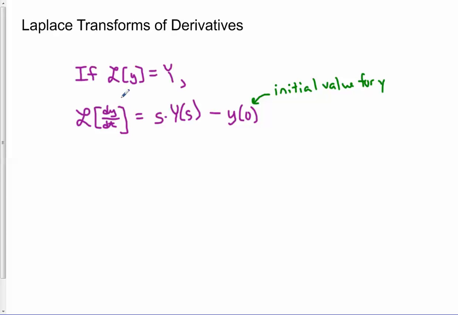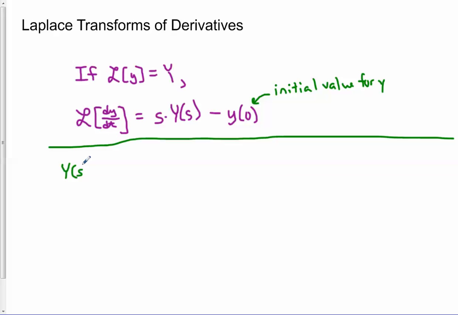Now, I'm not going to show you examples because the way we're going to use this is when we apply it to a differential equation. Let me simply show you why it's true in this video, and then in a follow-up video we will start using this for differential equations. So let's assume we know that the Laplace transform of little y is big Y.